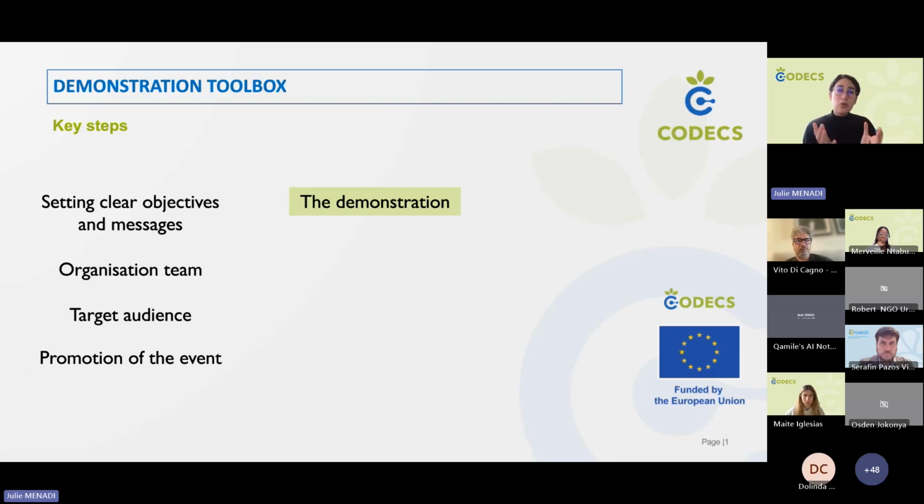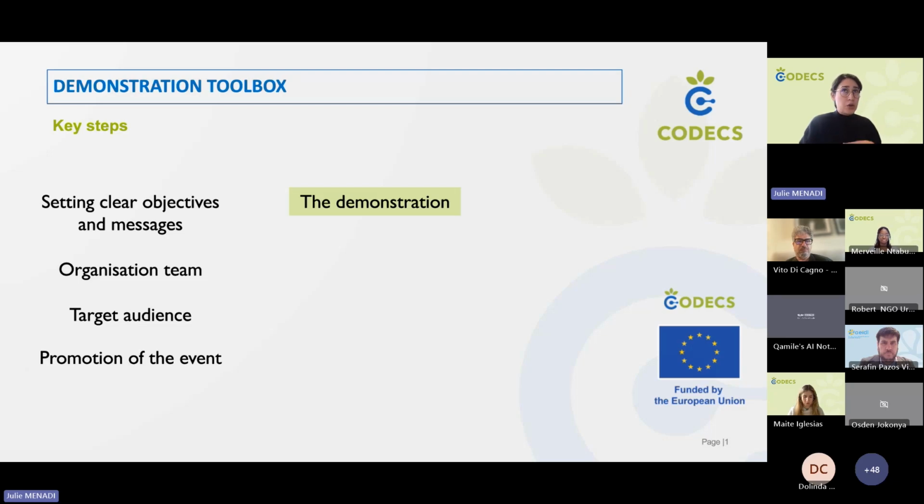So really setting who their target audience is going to be key on what you show and what information is going to be important to them. And obviously, for the promotion of the event, the goal is to reach as many people as possible. So trying to promote the event early on is really a key step for success.